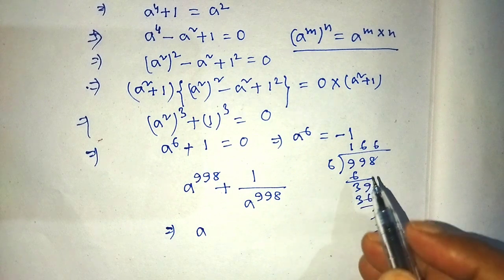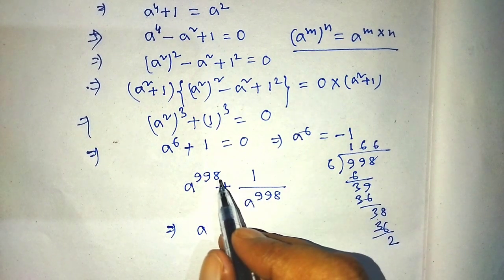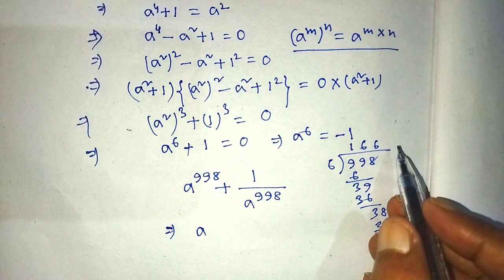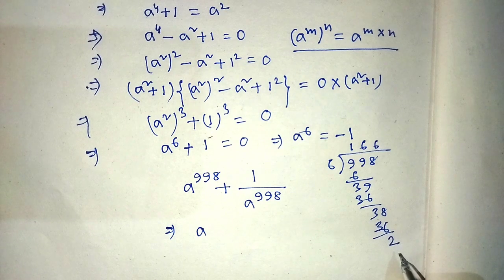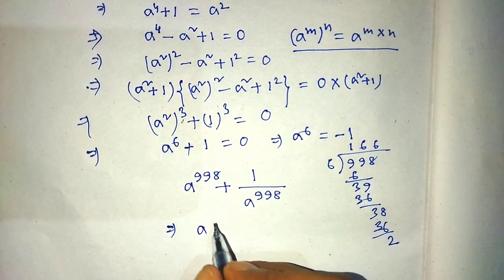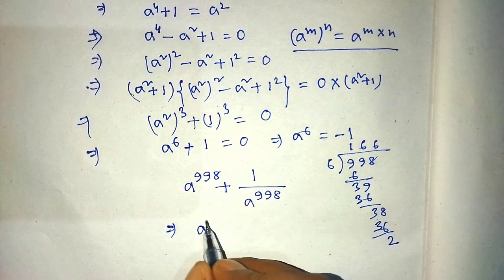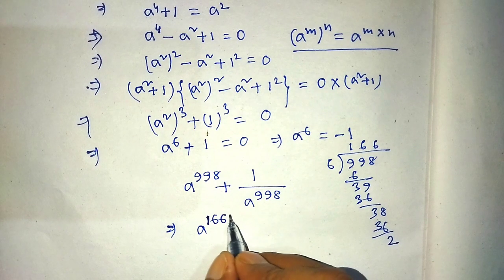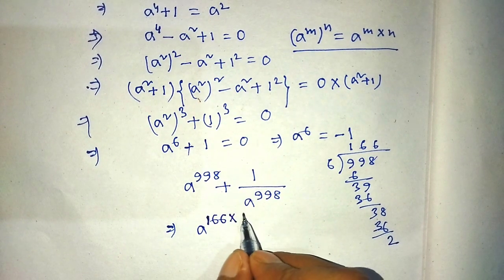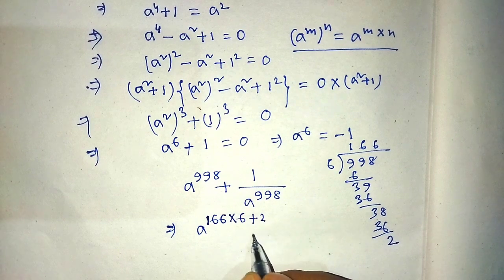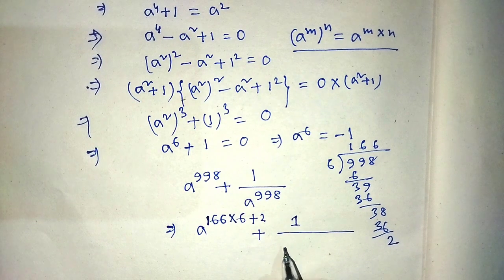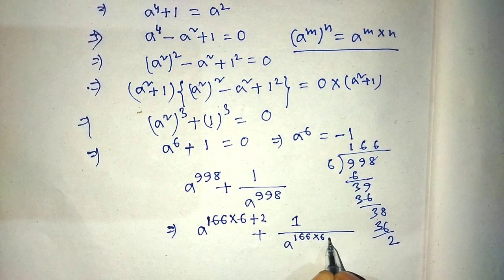Okay. So student, if you divide 998 by 6, then you get 166 as a quotient, and in the place of remainder we get 2. Okay. So we can write in the place of 998, 166 into 6 plus 2. Plus again we have to write 1, and in the place of denominator we have to write a to the power 166 into 6 plus 2.